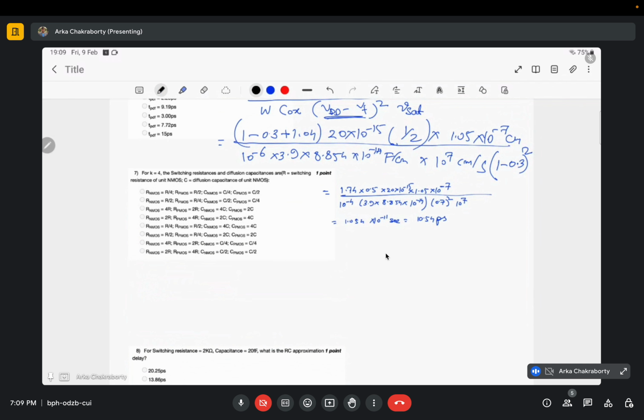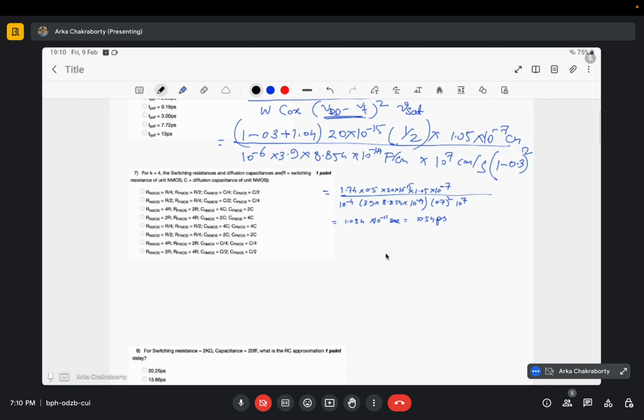Now question number 7. So what has been asked here? It has been said that for k equals to 4, the switching resistance and the diffusion capacitance are, R is the switching resistance of unit NMOS, C is the diffusion capacitance of unit NMOS. Okay, now what is K? K is the scaling factor, you can say.